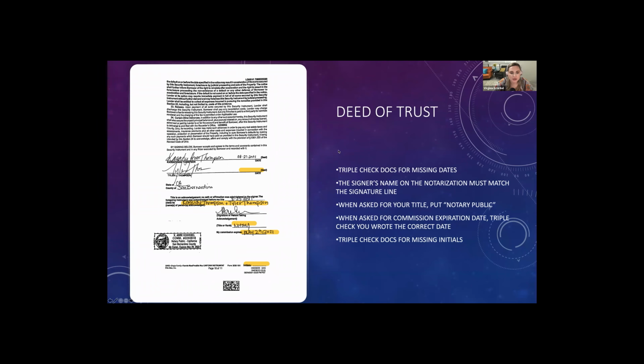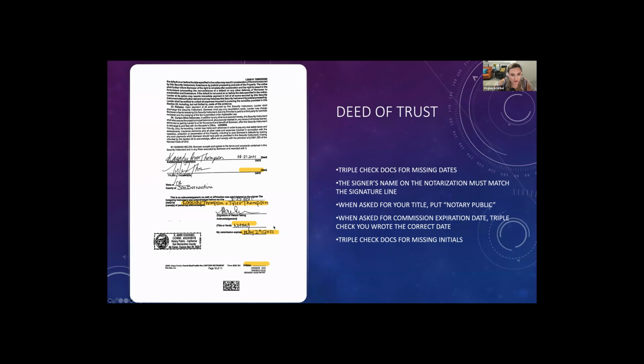All right, deed of trust. One, triple check missing dates, of course. Now this is the big one. The signer's name on the notarization must match the signature line on the document. So this notary wrote Cassidy Thompson and Tyler Thompson. What's the signature line say? Cassidy Ann and Tyler L. This is a big error we see. For one client in particular, this happens all the time. This requires you to provide a replacement acknowledgement and a FedEx label. So you're going to get your fee docked because we have to pay for a FedEx label.